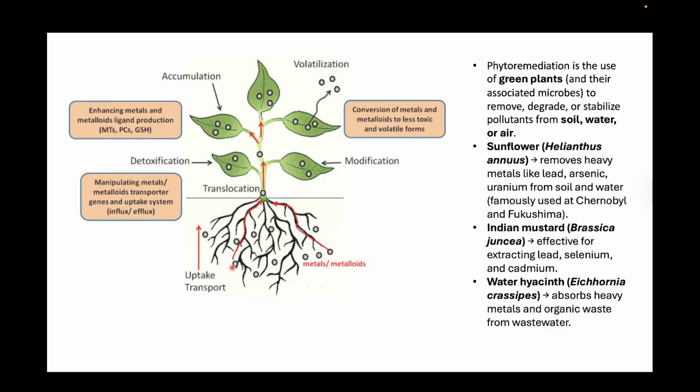Metals and metalloids are taken up by the root for uptake, manipulating metals, metalloids, transporter genes and uptake system, influx and efflux rates, detoxification in the leaf, translocation through the phloem and xylem. And enhancing metals and metalloid ligand production with all these capabilities.